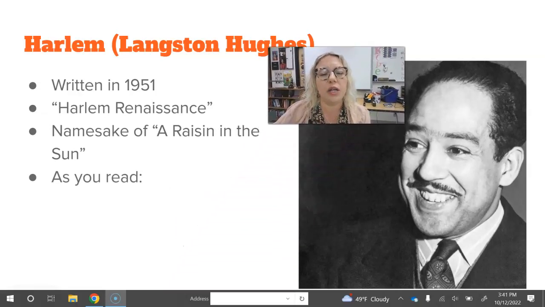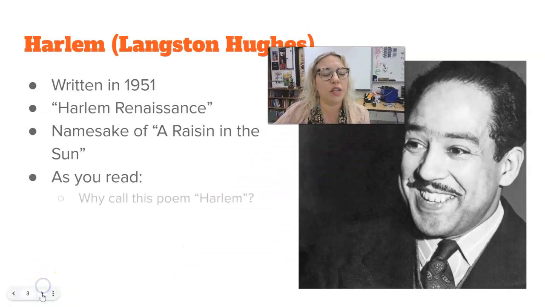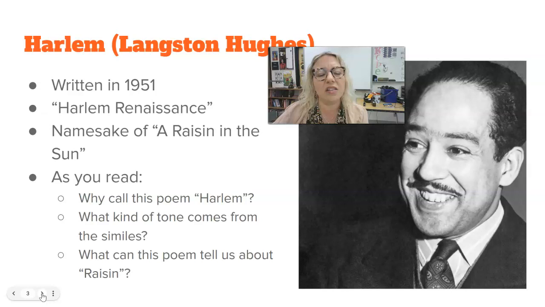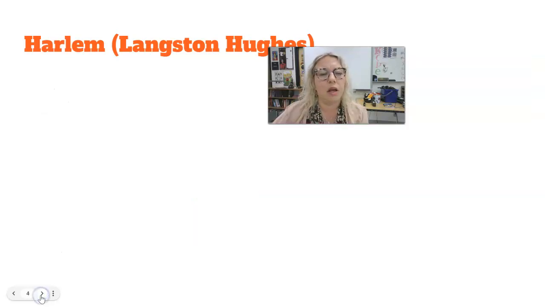And as you read, if you would watch for these things, why call this poem Harlem, first of all? What kind of tone? The tone is the speaker's attitude. What kind of tone comes across from the similes, the comparisons used in the poem? And then what can this poem tell us about the play, A Raisin in the Sun? Consider why Hansberry uses it to start the play. All right, let's take a look at the poem now.